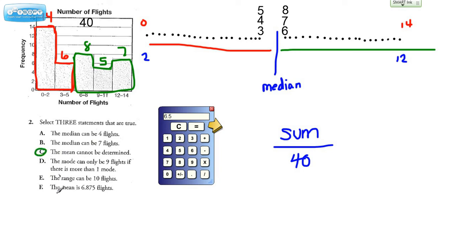And it also means that we should eliminate this because if we can't figure out the mean, how can we conclude that it's 6.875? We don't know. So let's eliminate that. That can't be right.